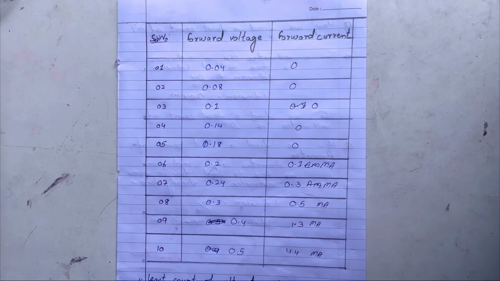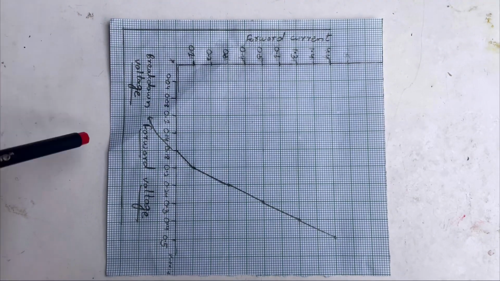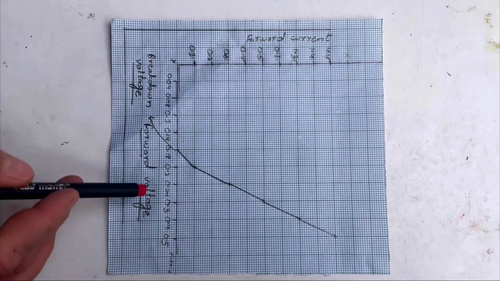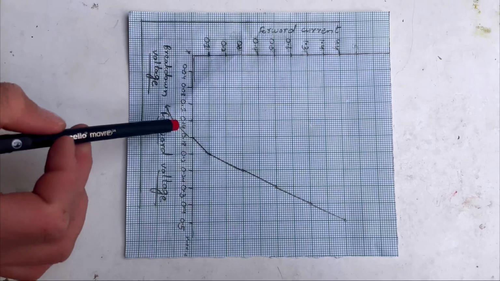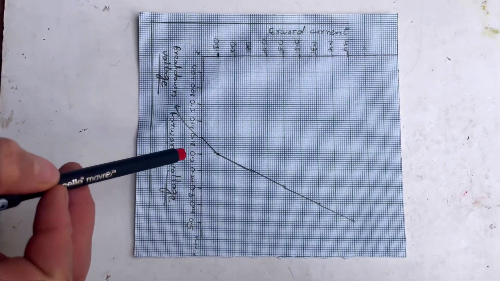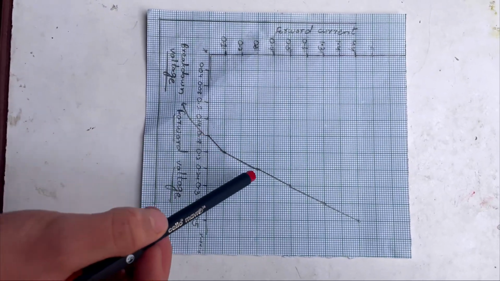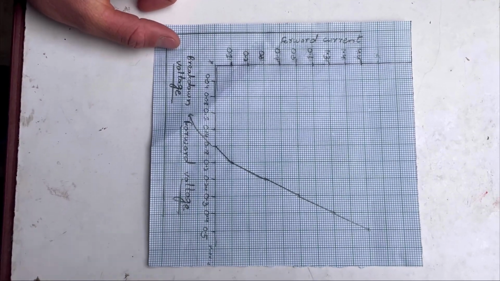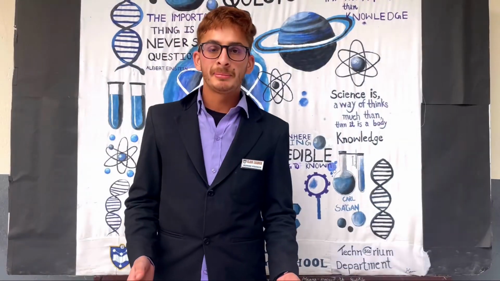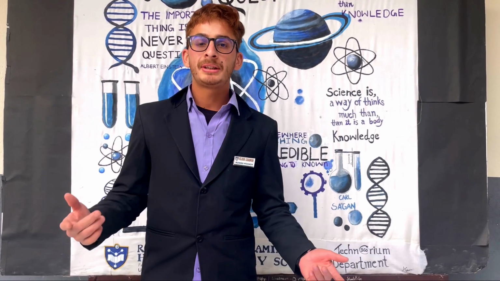So next, move toward the graph. On the basis of that observation column, we have to draw this graph also. You can see here, this is our forward current and this is our forward voltage. Here at 0.18 the current suddenly increases. The current increases sharply and exponentially, very fast. This is our experiment. This is the PN junction. So our experiment is completed.